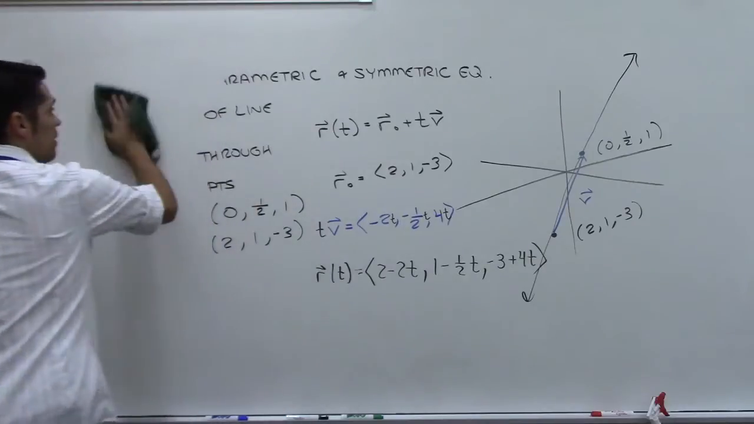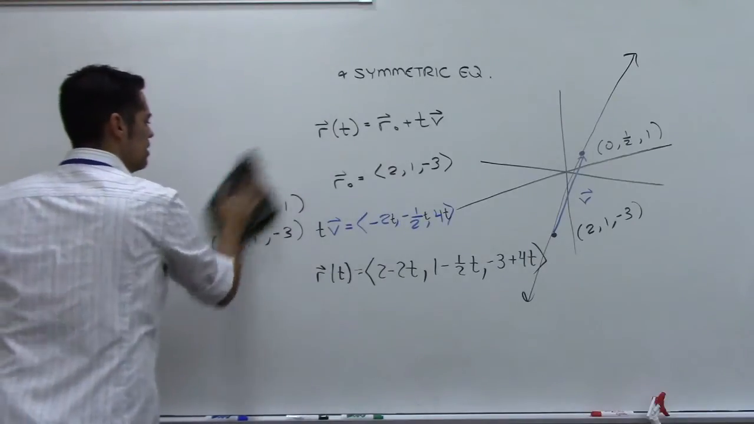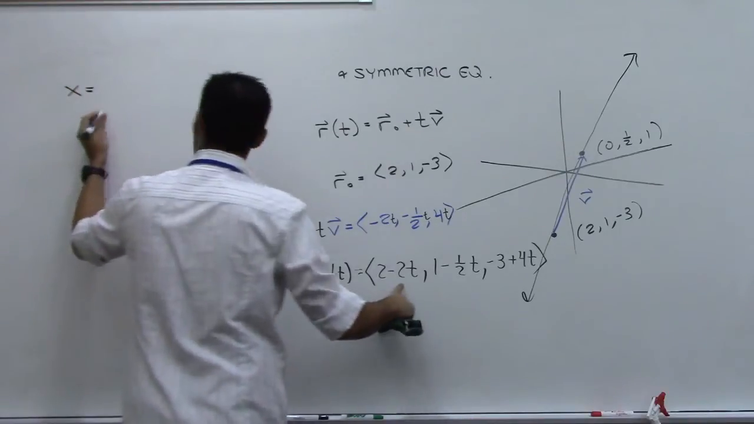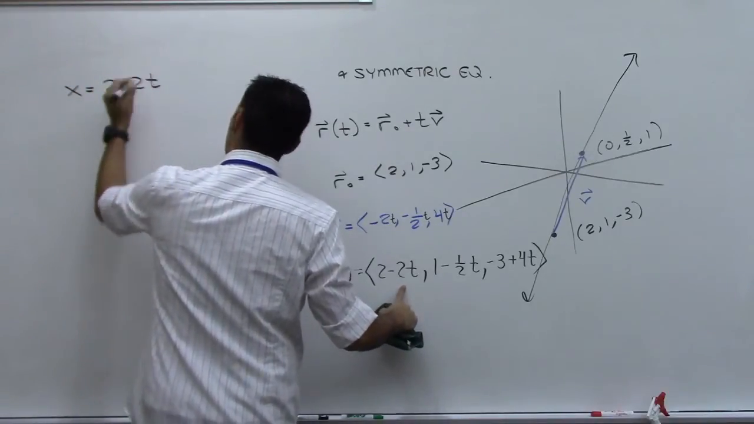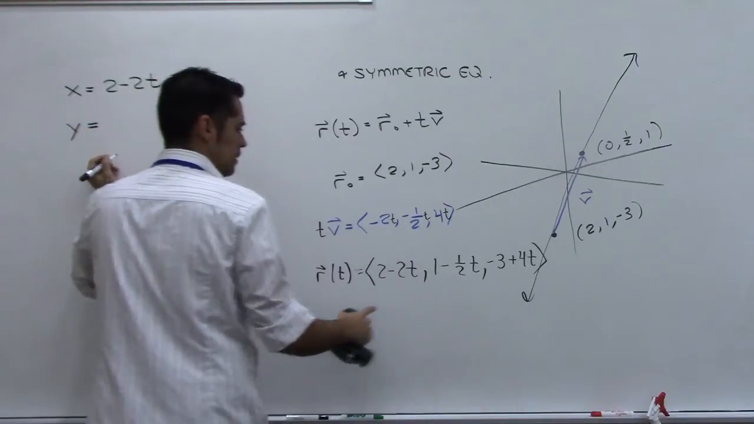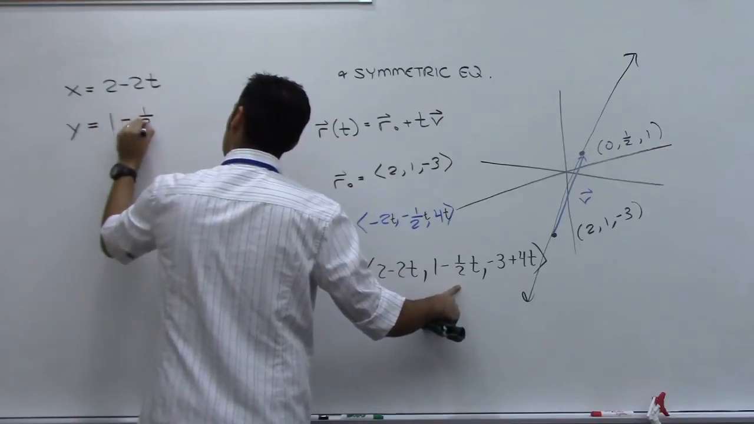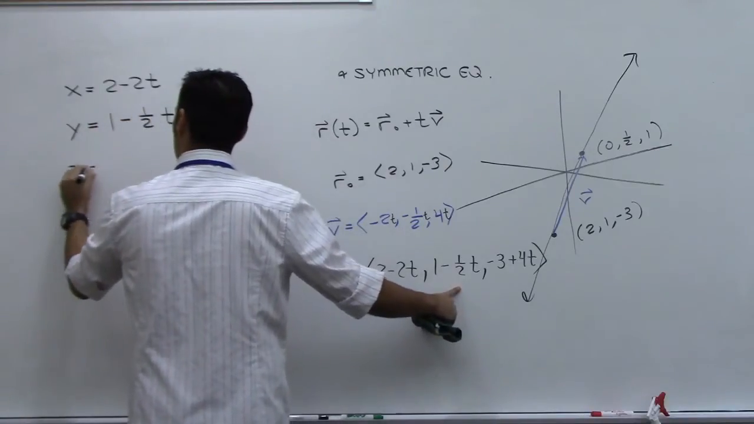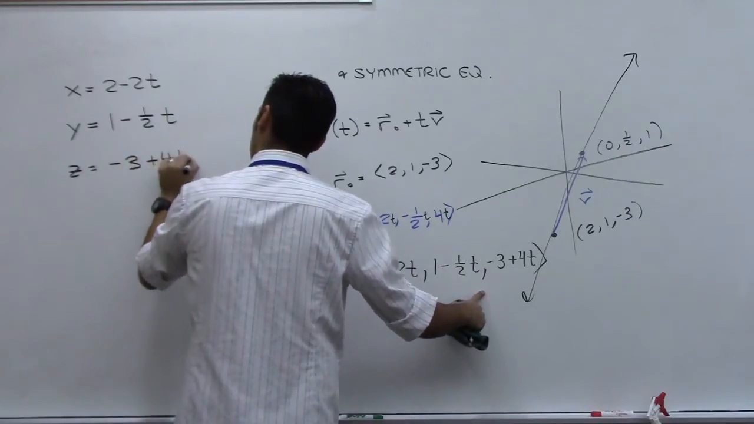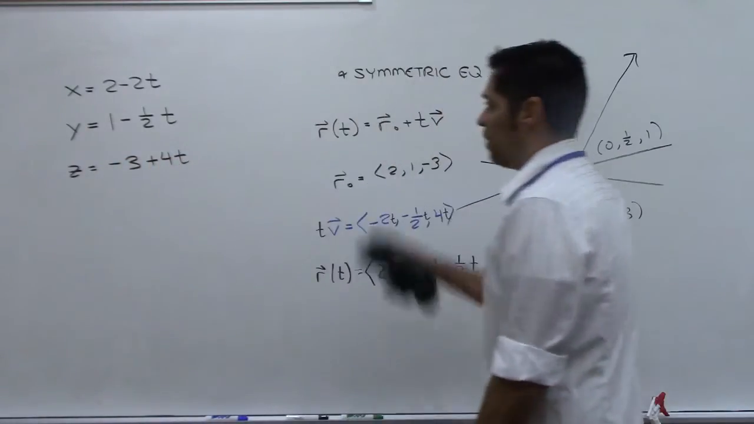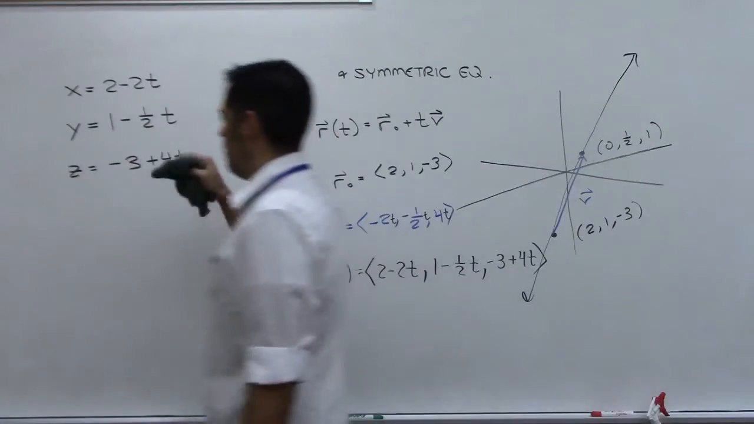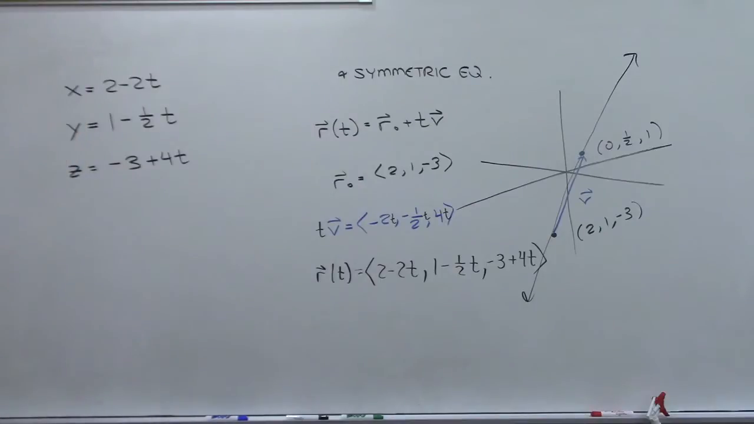And I need the parametric equations. So we've done this already. I'll write them down. x will be 2 minus 2t. y will be 1 minus 1/2 t. And z will be negative 3 plus 4t. There we go. So there's your parametric equations. So vector equation of the line, parametric equation of the line, and now we need the symmetric equations.